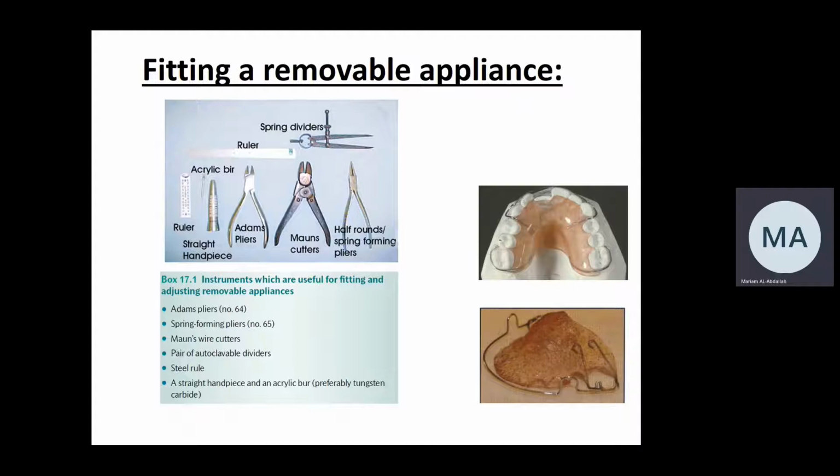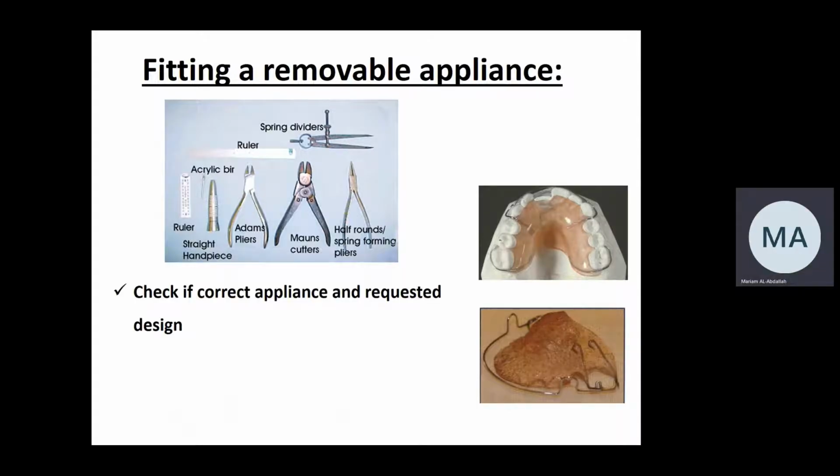For example, an anterior bite plane, as we said, should be in contact with at least 3 lower incisors. So I take an articulating paper and I ask the patient to bite. And then if there are only 2 out of 3, then I have to trim the acrylic until I get at least 3 lower incisors in touch with the flat anterior bite plane.